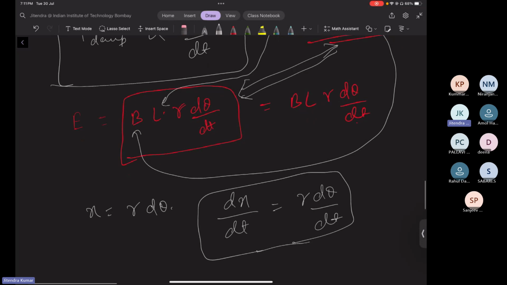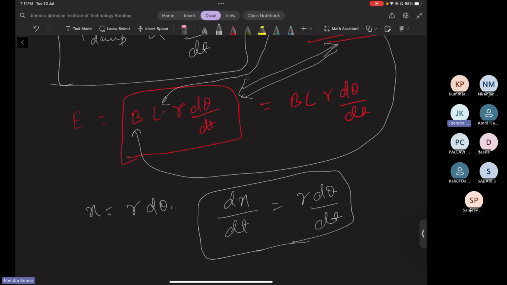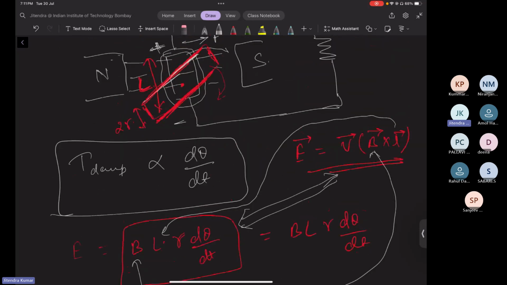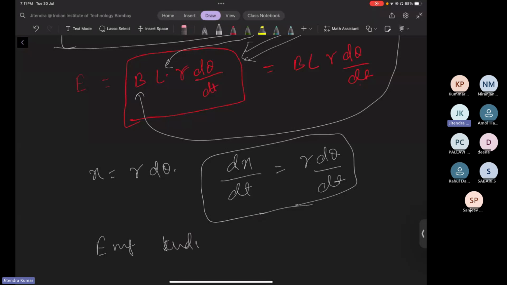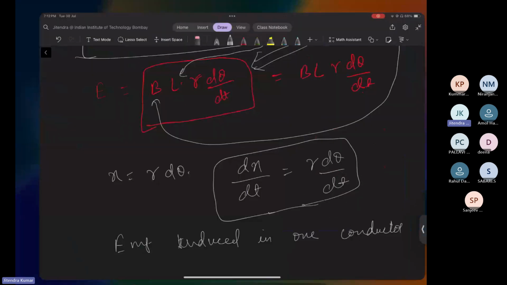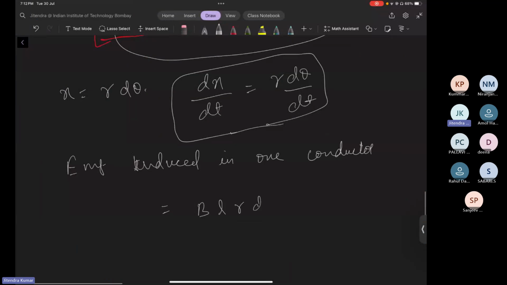Now tell me, what is the EMF per conductor? Because this will be one conductor, and this will be another conductor. I am just considering only one conductor. So how much will be the EMF induced in one conductor? It will be nothing but V L R d theta by dt.